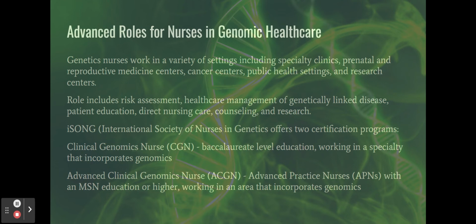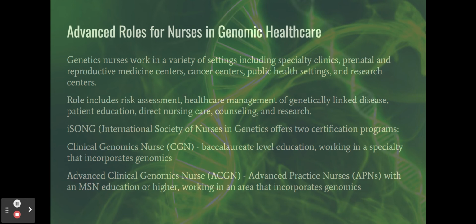Genetics nurses work in a variety of settings. It includes specialty clinics for patients with, let's say, CF or sickle cell anemia or beta thalassemia. So we can work in those specialty clinics that address the needs of people with known inherited disease. Prenatal and reproductive medicine centers, this is taking off now. The testing has gotten less invasive with non invasive prenatal screening.